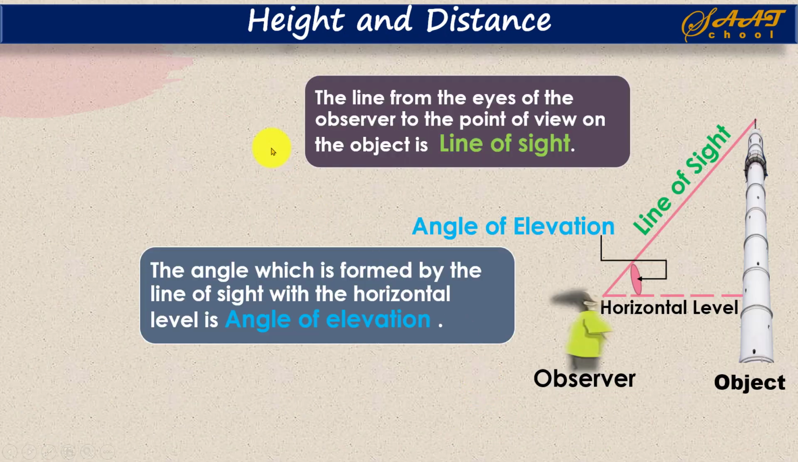Now this is what we discussed in the previous video, the height and distance. Here we have the angle of elevation, and we discussed that the angle of elevation is always from the lower to the upper level. So the observer is always at the lower level, and the point of view is always at the higher level. So this is how the angle of elevation is made.